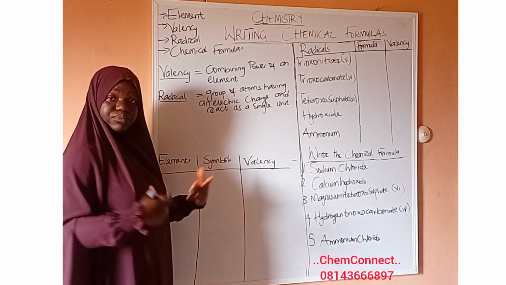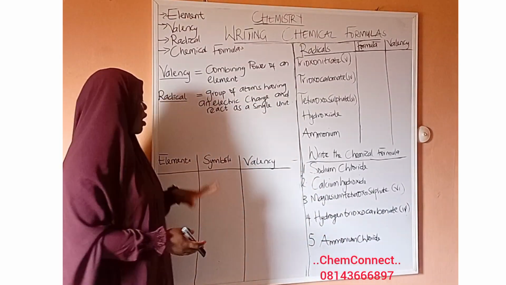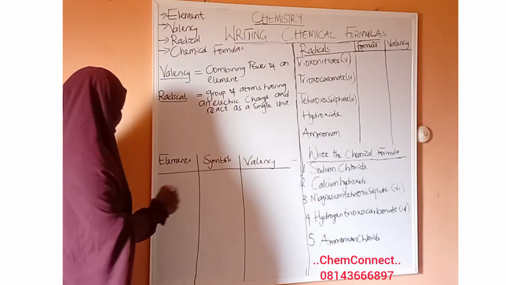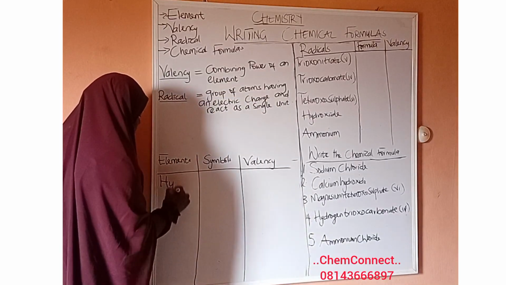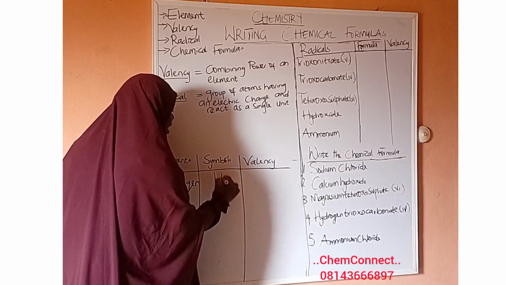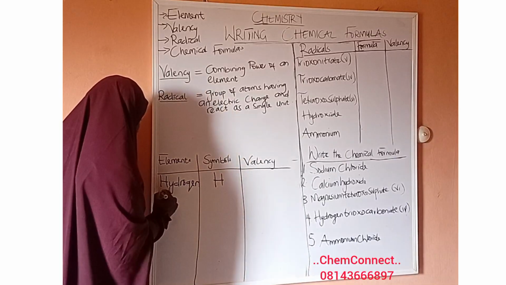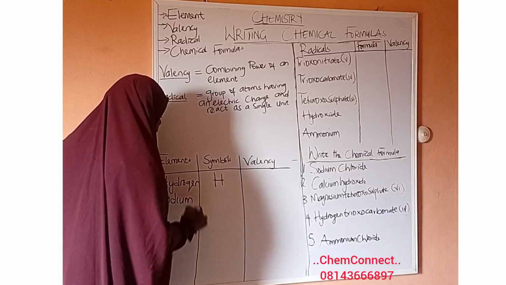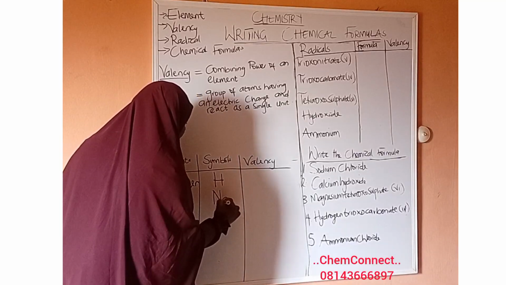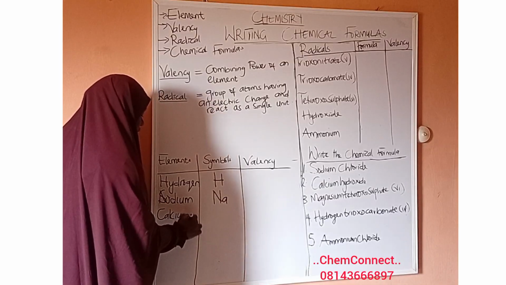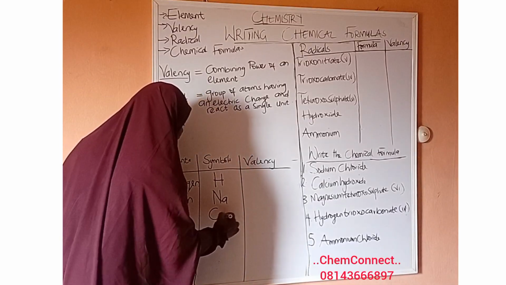So we have more than 100 known elements, but I'll be giving you some common elements with their symbols. So we have hydrogen, with the symbol capital H. We have sodium, with the symbol Na. We have calcium. Calcium is an example of an element with the symbol Ca.